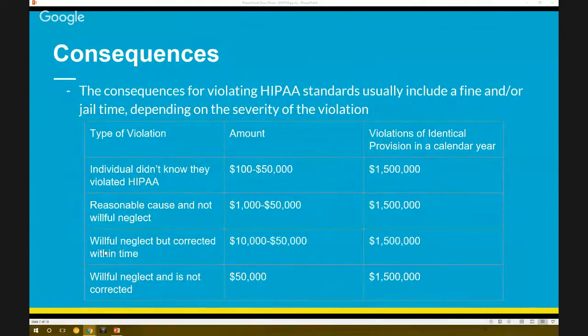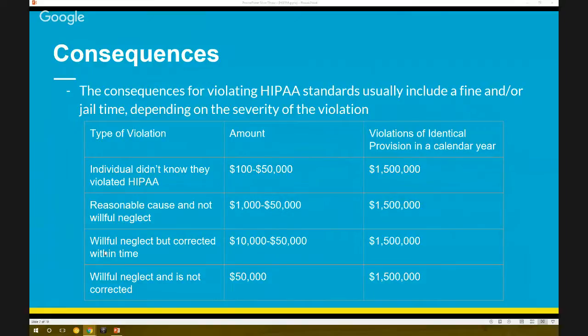And these are some of the consequences of a HIPAA violation. They include fines, and as you can see, there are different types of fines. The first one is the individual didn't know they violated HIPAA, and the fine is between $100,000 to $50,000. And then, if, let's say, you have multiple violations, you could receive a fine up to $1.5 million.